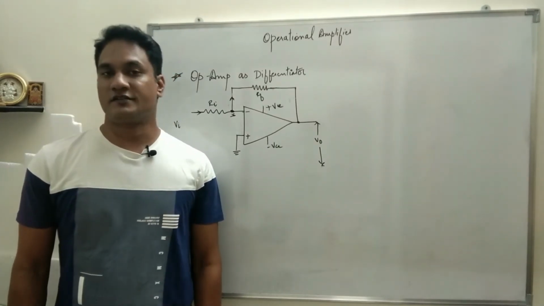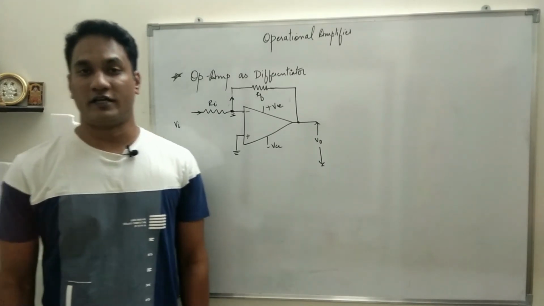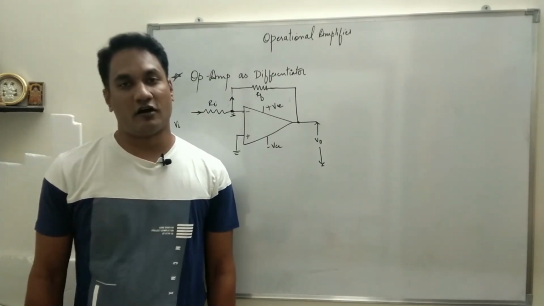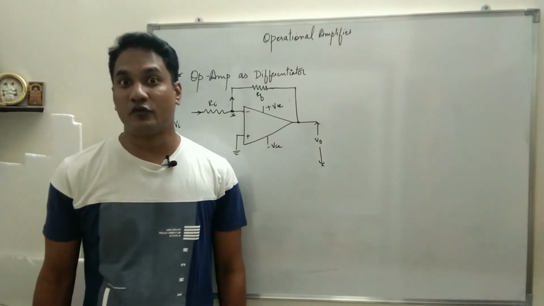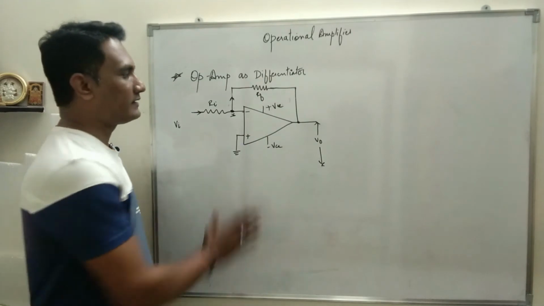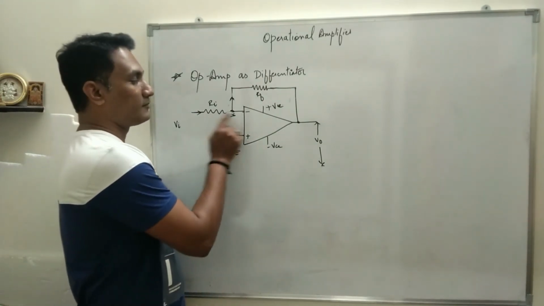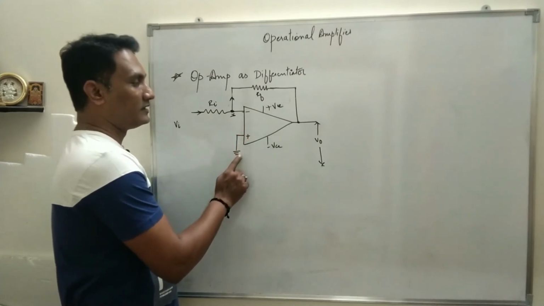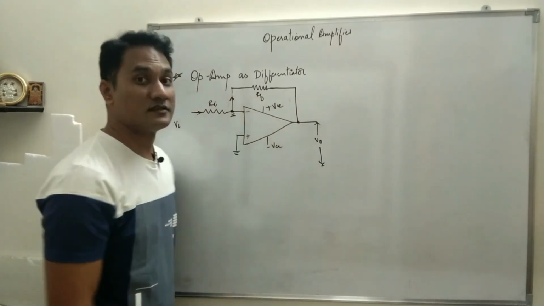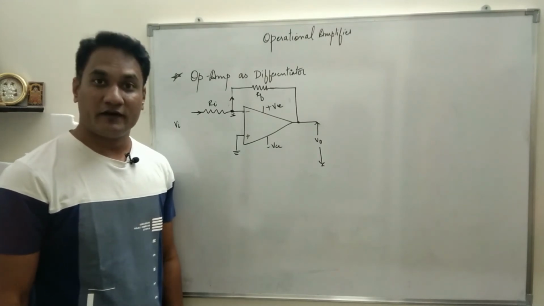Next application is op amp as differentiator. Of course, the output voltage will be the time differential of the input voltage. That is what we have to prove, that this circuit can be used as op amp as differentiator. Now just look at the circuit which I have drawn on the board. What you can see is, again, input is applied to the inverting terminal, non-inverting terminal is grounded, and feedback resistance is provided. That means this is op amp as inverting amplifier.